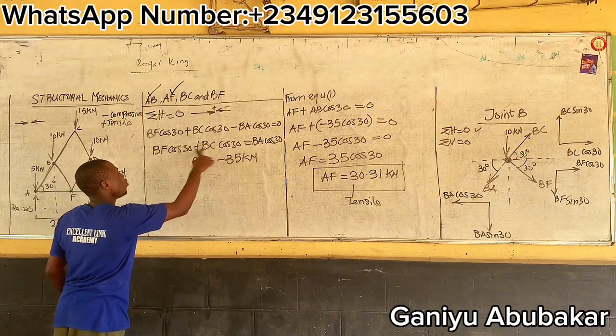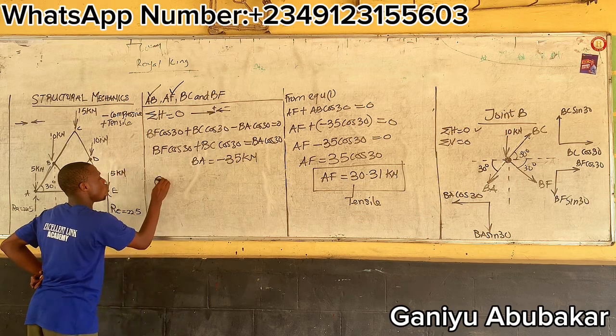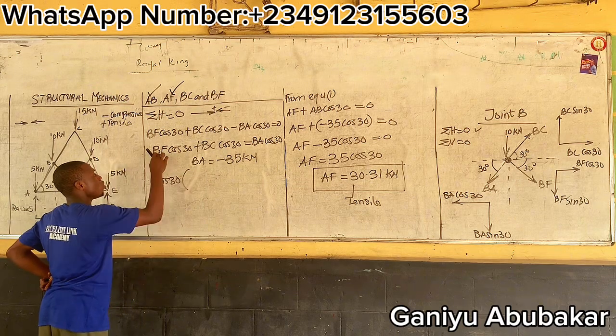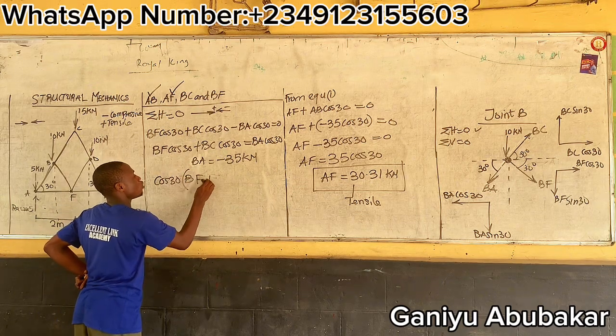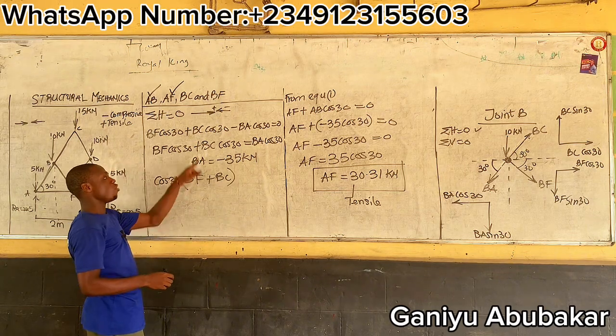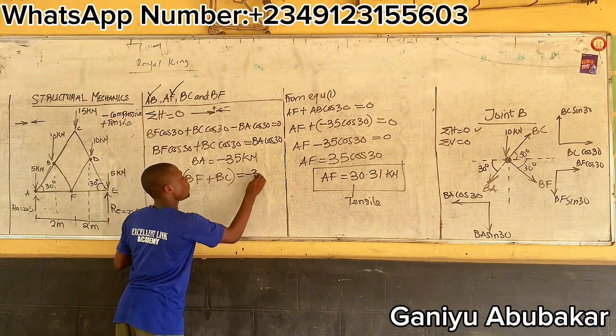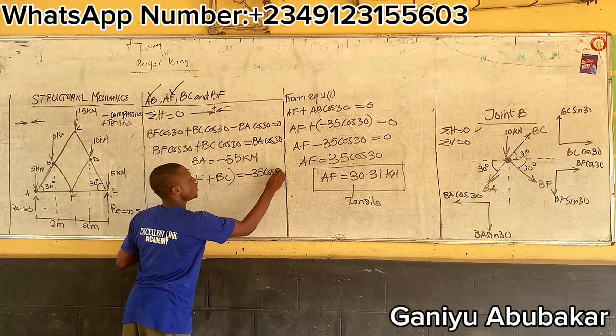In this case here, look at this place. What's common here? Cos. Bring out cos 30. Are we there? Into what? BF plus what? BC. True? Yes. This time it is plus. Go to what? As what? 35 cos 30.